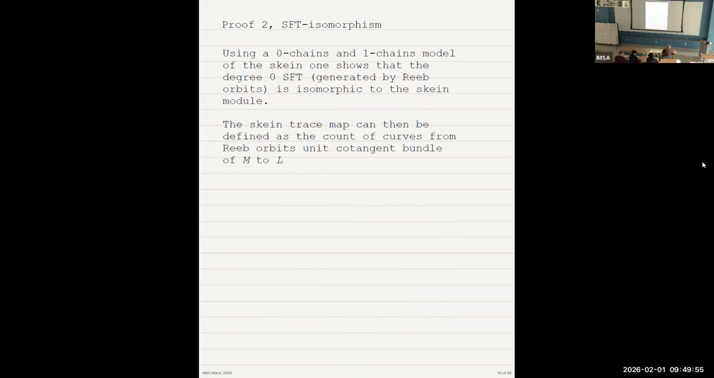So I want to mention at least this very, very briefly. One can show that the Skein of M is equal to some kind of Reeb orbit SFT, generated by Reeb orbits in the unit cotangent bundle of M. In principle that's a kind of non-trivial theorem, that they are isomorphic. But if you know that, then you could define the Skein trace by going from orbits down to L. So then it's a normal count. It is therefore clear there is such a map. But for calculations, this other perspective is much, much better.